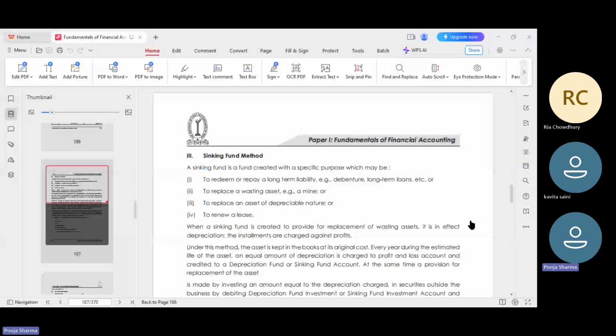That is 10,000 into 5%, it will be rupees 500. And 500 will be divided by the annuity value. Okay, it will be the depreciable amount. In the sinking fund method, depreciation is calculated by annuity value.